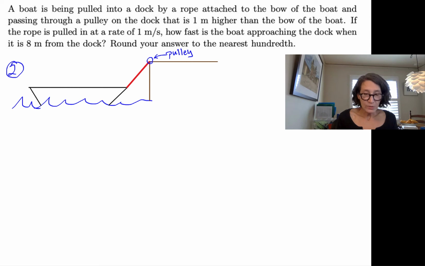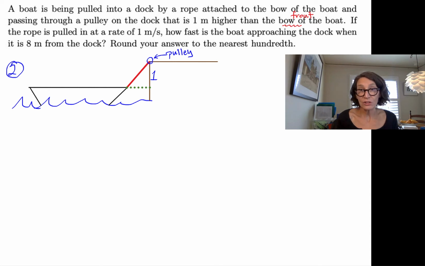All right, so it does say that the pulley on the dock is 1 meter higher than the bow of the boat. That's a constant. So remember, the bow of the boat is the front of the boat. So the pulley is 1 meter higher than the front of the boat. If I draw a little line from the front of the boat to the dock, I can label this distance 1. That's 1 meter. The pulley is 1 meter higher than the level of the front of the boat. That's the only constant in my picture.